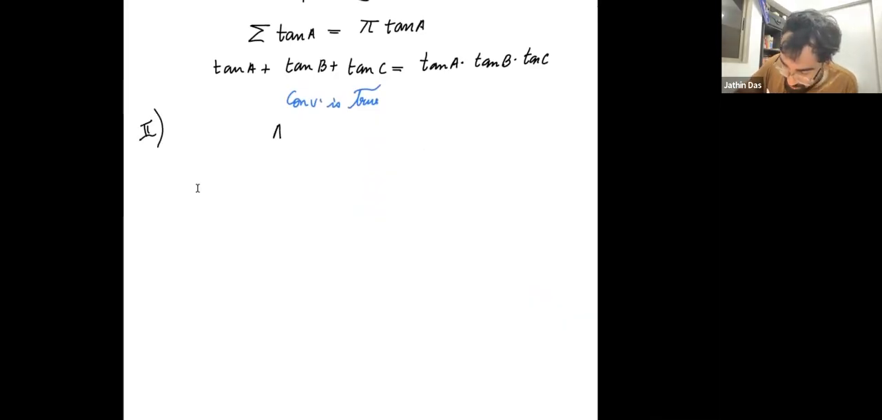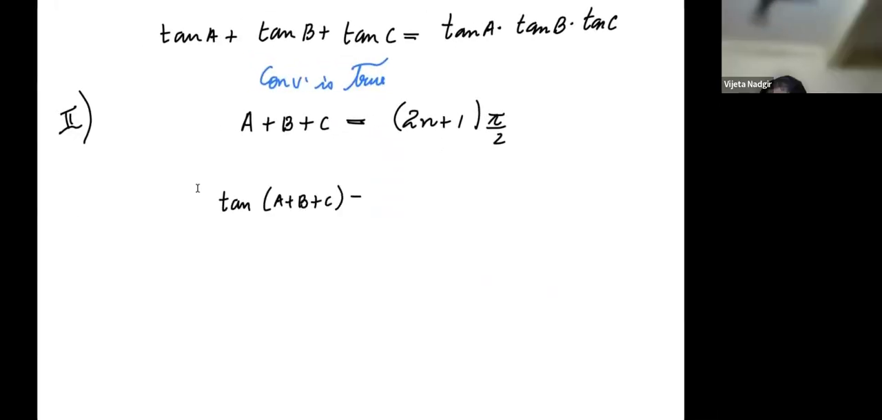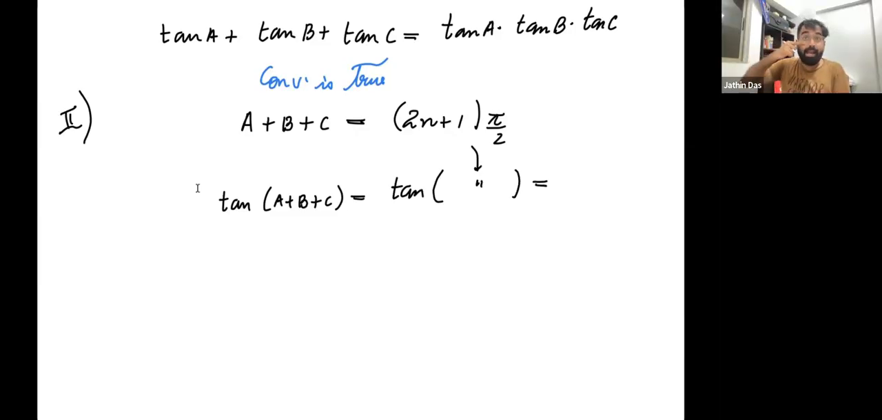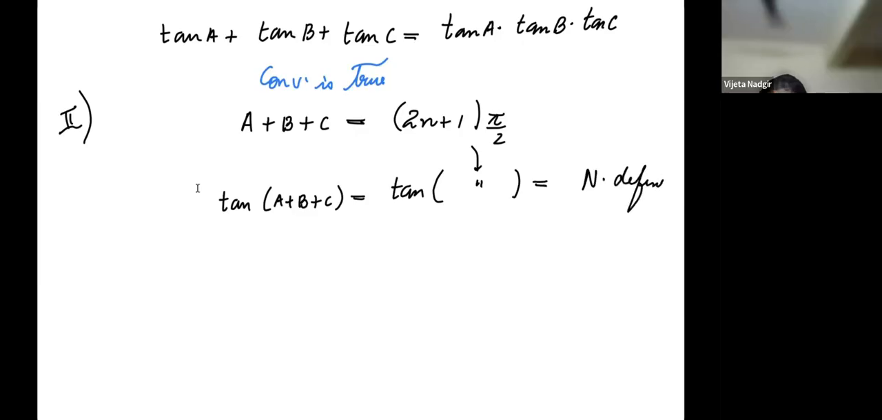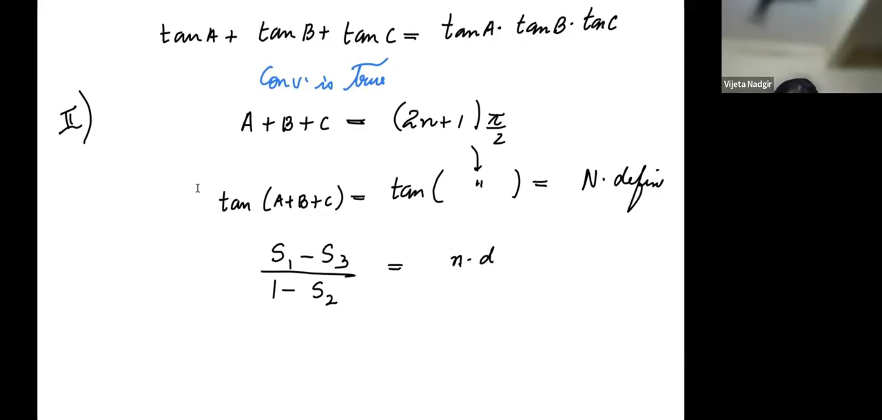is when A plus B plus C is an odd multiple of pi by 2. I think now you can understand. 2n plus 1 pi by 2 means odd multiple of pi by 2. Now, for odd multiple of pi by 2, what happens to cos? 0. Good. So tan has cos in the denominator, correct? So not defined. Not defined means, if I say S1 minus S3 by 1 minus S2 is equal to not defined. Not defined when it is possible, when the denominator is 0.